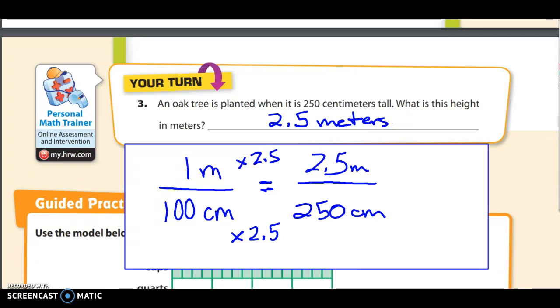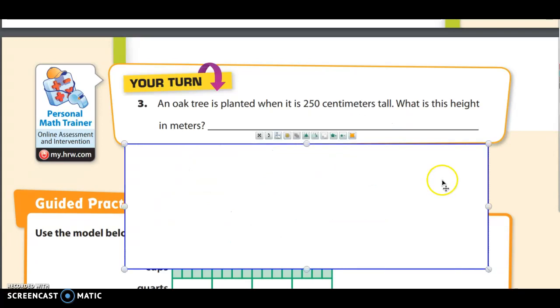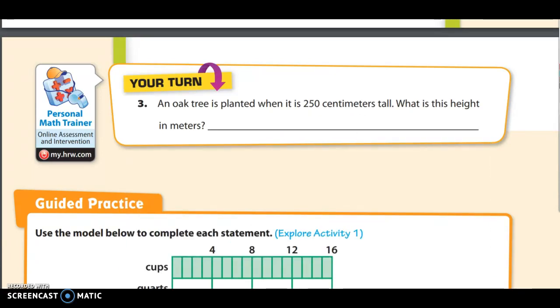So on the next page, it's going to tell us when to use the conversion factor and when to use ratios and proportions. Okay, good job. You're done with pages 187 and the top of page 188. The next video will be page 188, guided practice.